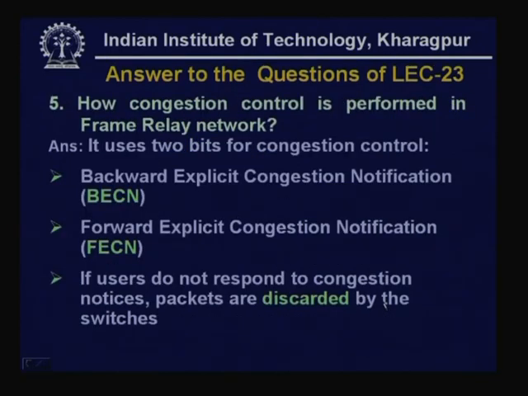Fifth and last question was, how is congestion control performed in a frame relay network? As we have discussed in detail, it uses 2 bits for congestion control: backward explicit congestion notification and forward explicit congestion notification. In addition to that, it does packet discarding. If users do not respond to congestion notices, packets are discarded by the switches.